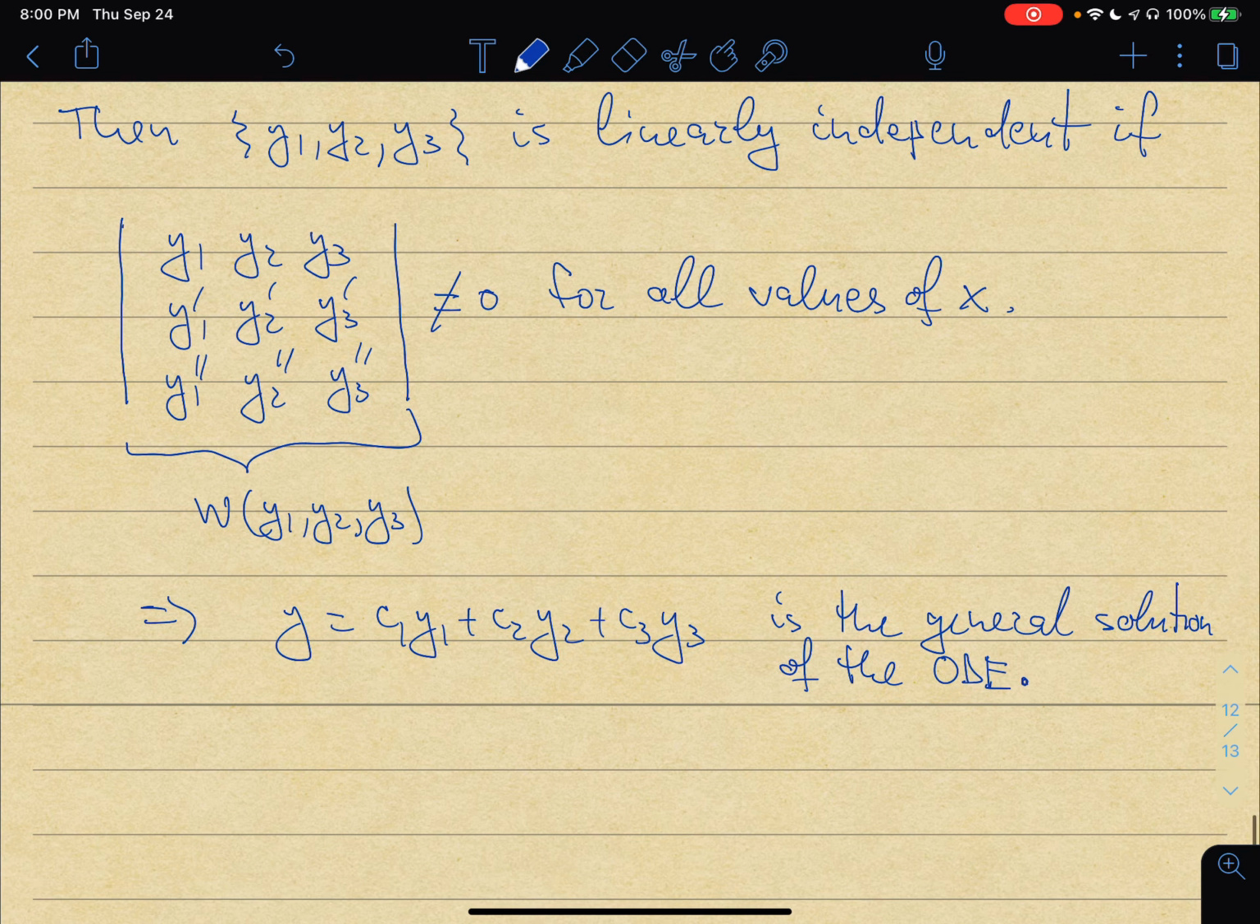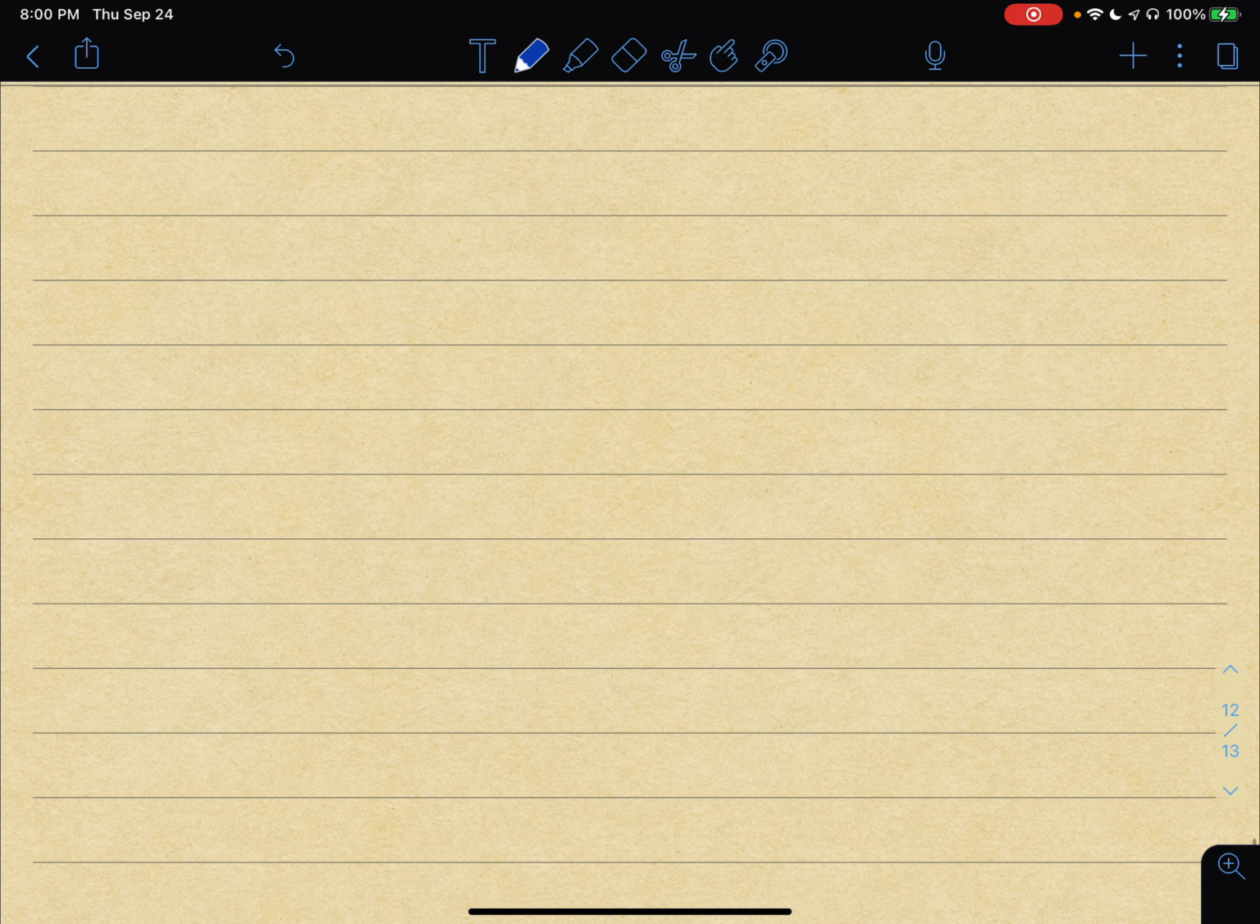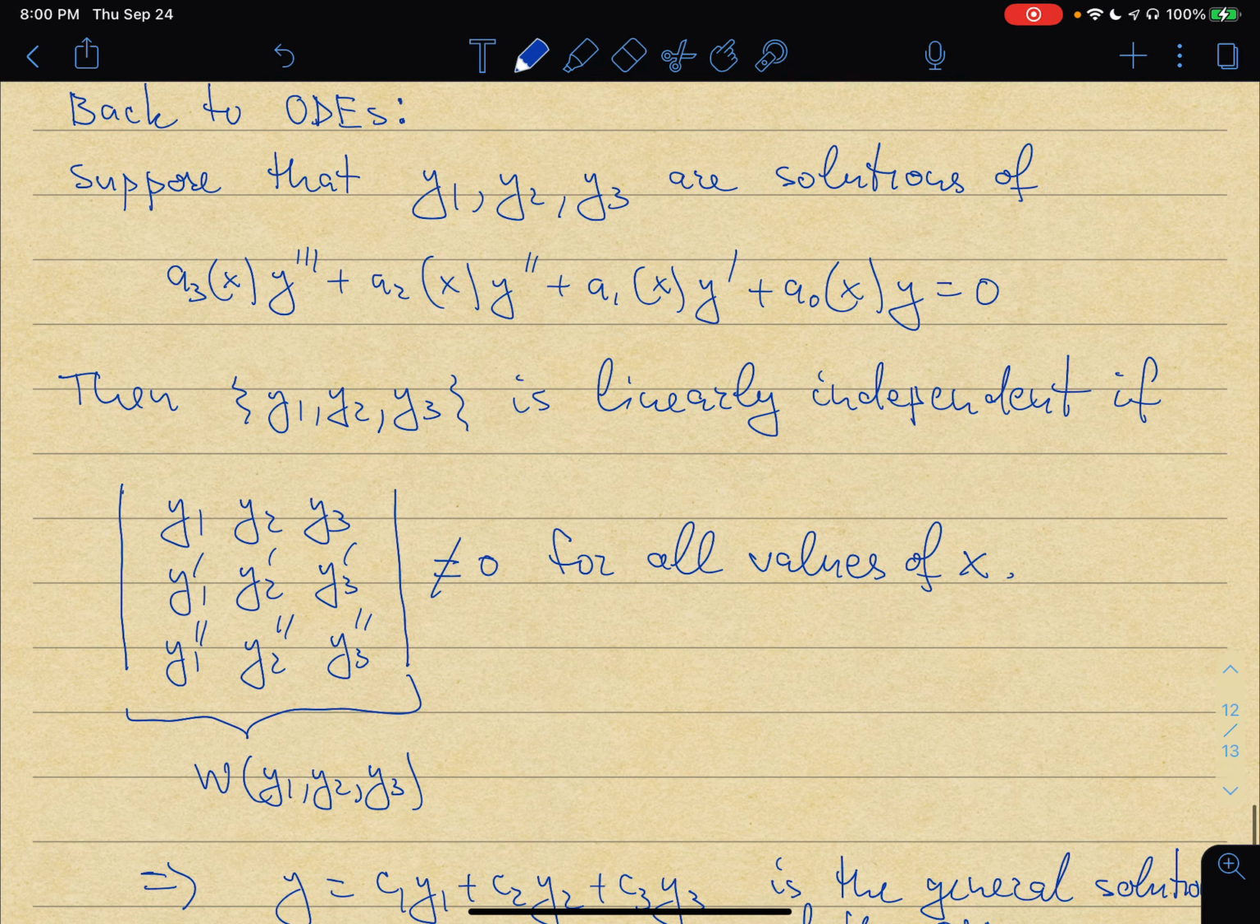Okay. So let's now do a couple of examples of this. Again, let me emphasize that for the third order equation, we're getting a 3 by 3 matrix. For the second order equation, I should get a 2 by 2 matrix because there I only need two solutions. If I have a fourth order equation, then I'll have to evaluate a fourth order determinant, fifth order equation, fifth order determinant. But we're not going to deal with anything which has size more than 3.